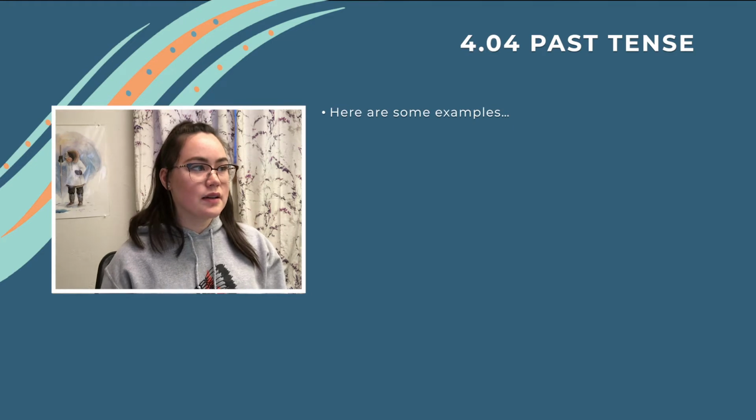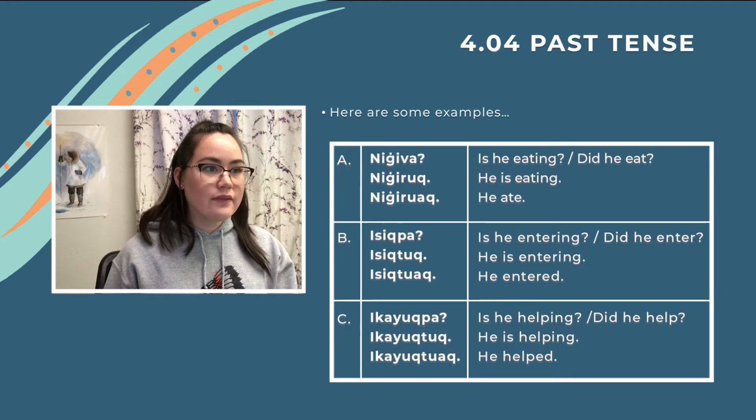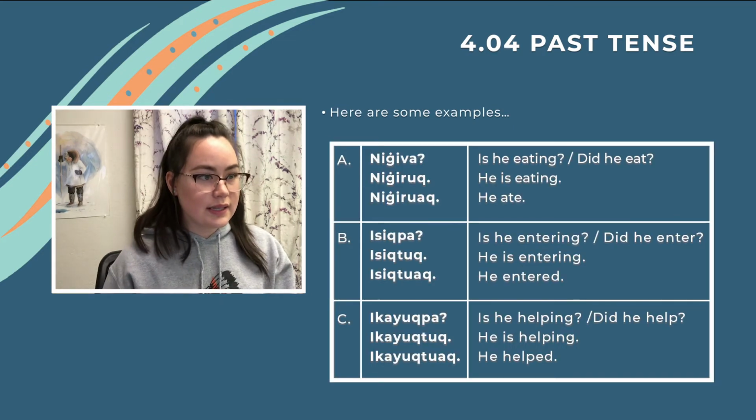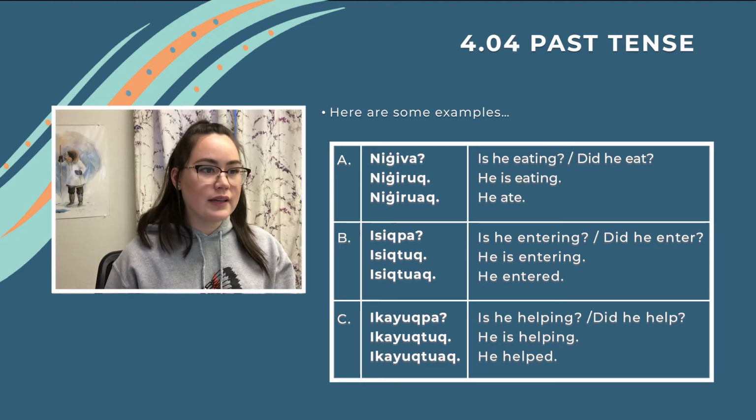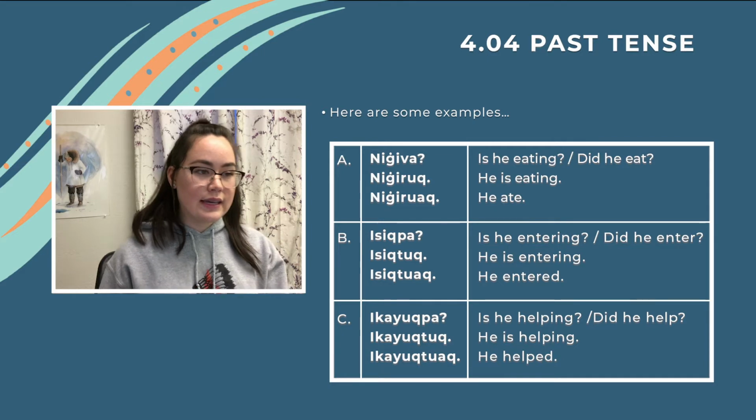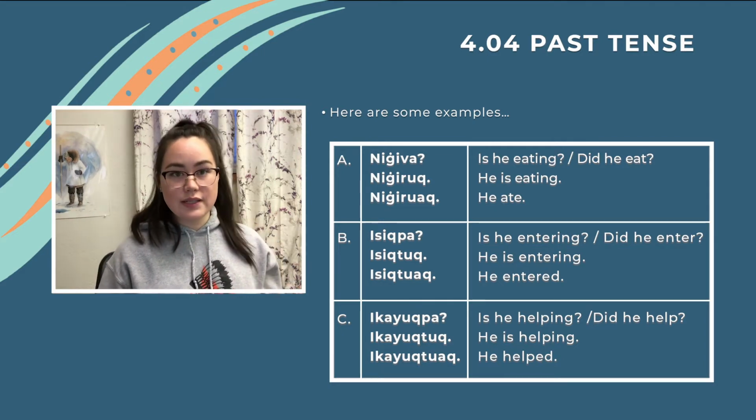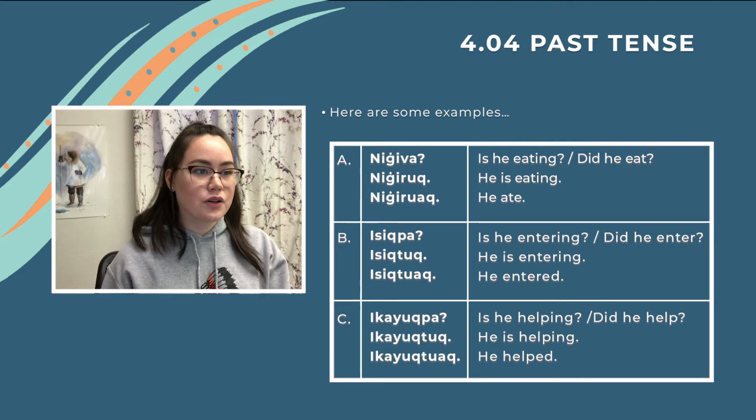Here are some examples. Nereva, is he eating or did he eat? Nererok, he is eating. Nererok, he ate. Isikba, is he entering or did he enter? Isikdok, he is entering. Isikdok, he entered. Ekayukba, is he helping or did he help? Ekayukdok, he is helping. Ekayukdok, he helped.